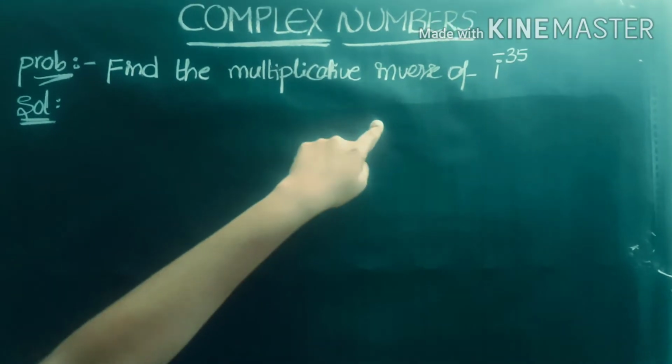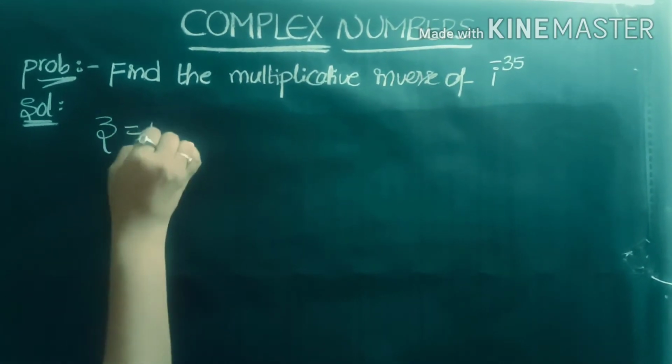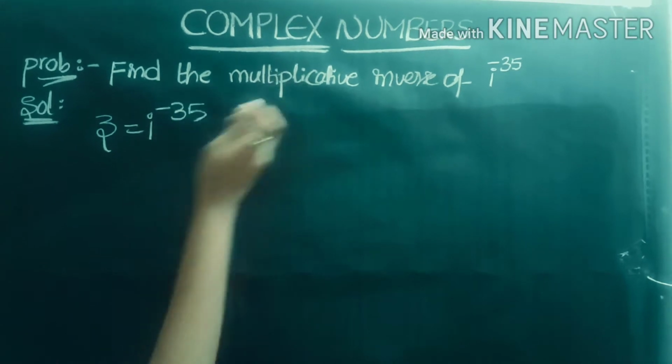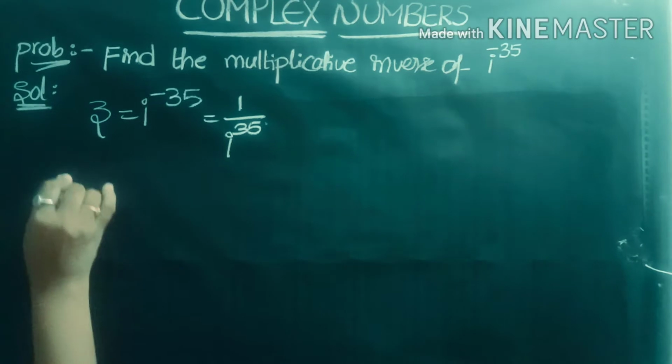The multiplicative inverse of i^(-35). First we take the given complex number as z, that is z = i^(-35), and this can be written as 1 by i^35. Now we are finding the multiplicative inverse of this number.